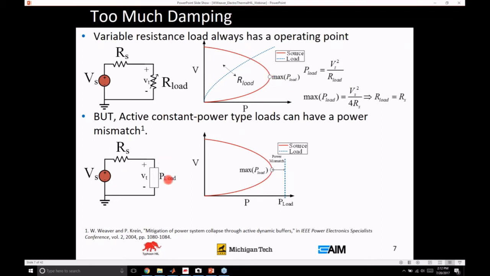But with active power electronics nowadays, we can demand a high power, which is basically a load line that's a vertical line, as shown on the bottom. And in fact, what can result is that I've got a demand for power that exceeds the maximum power deliverable by the system. And really, what this boils down to is it's too much damping in the system. So for this active type of power load, I'm going to have too much damping, and I'm not going to be able to deliver the power. So I'm going to run into both problems. I may not have enough damping, and I may have too much damping in the system.